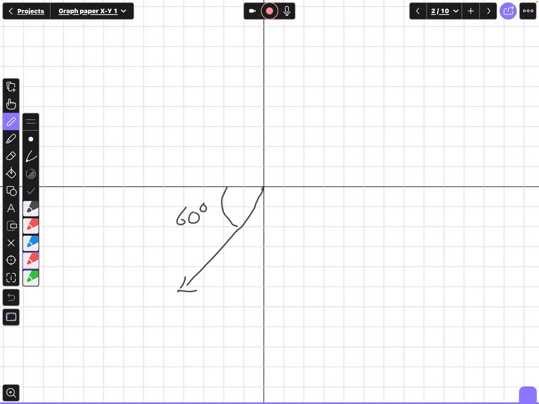Another way of describing this angle: this is west and this is south. If I'm right here and I'm going to the vector, I have to go 60 degrees and then go south from west. Or the opposite would be the difference between 60 and 90, which would be 30 degrees west from south.